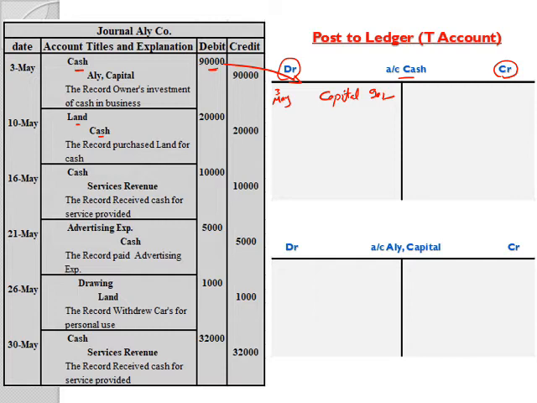Entry number 2, land to cash. Cash record in the credit side, amount in the credit column, 20,000 pounds, transfer to credit side 20,000, land, date May 10.